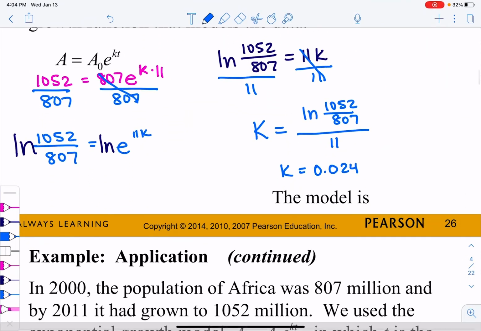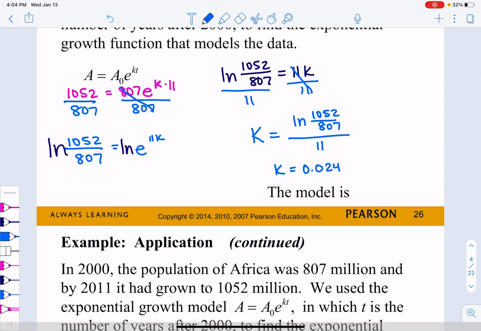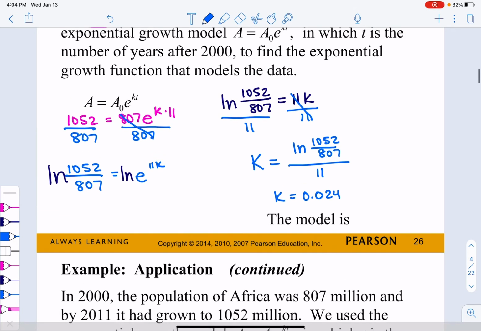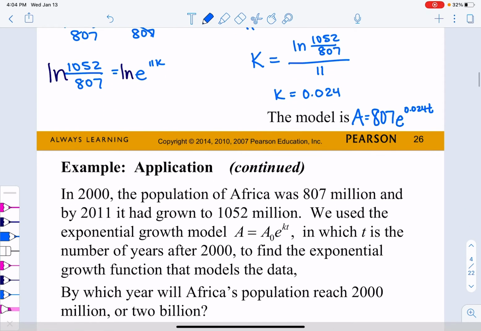So we're going to rewrite our model. Our model means that we have an equation. So we're going to go back to the original information that we have. A is equal to, in general, A is equal to that 807, which is still going to be that initial amount, but now we're going to have e raised to our k value of 0.024, and then we're going to have our t, time. So our final model is that really ugly looking thing, and we're going to use it to continue on with that example. I'm just going to rewrite this down here because I'm going to need to reference it again.